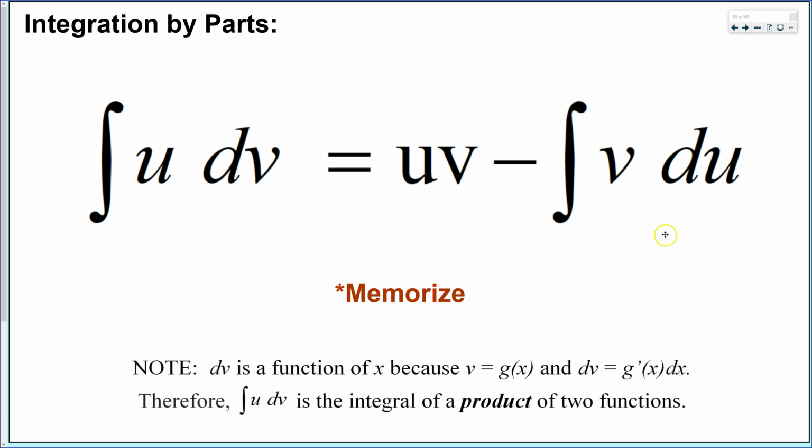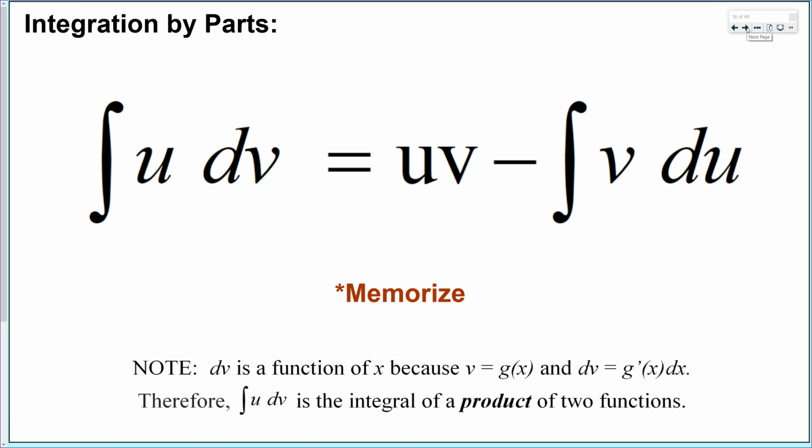So memorize this, and also remember, by our derivation and our substitution, that we don't normally think of dv or dx or du necessarily as a function of x, but the way that we defined and substituted for u and v, dv is a function of x, because remember we let v equal g of x, therefore dv is g prime of x times dx. So even though it looks like one function with just a little dv there, it is a product of two functions where there is a dx buried inside of that term.